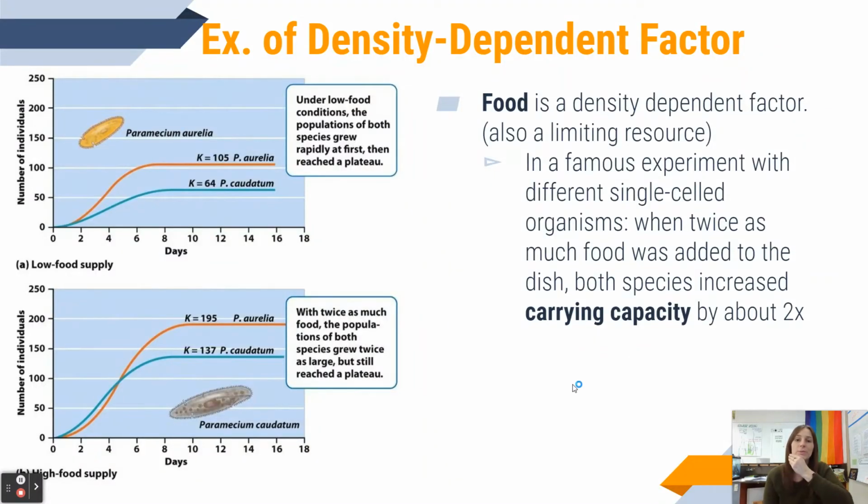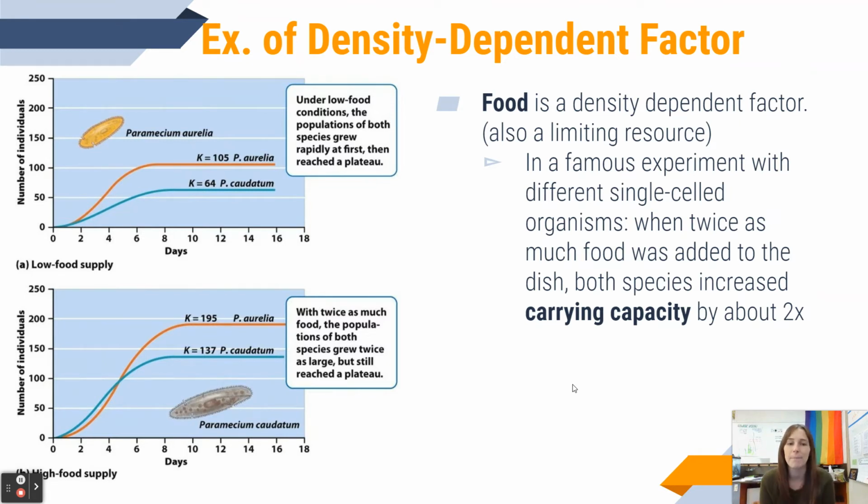So here's a pretty famous experiment. I think it was done by a Russian scientist, and it is going to prove that food is a density-dependent factor, and it's also a limiting resource. Now, it might feel like this is pretty obvious, like you would just assume food is a density-dependent factor. It is a limiting resource. But in science, you always have to have experiments to prove this. You don't ever want to just make assumptions.